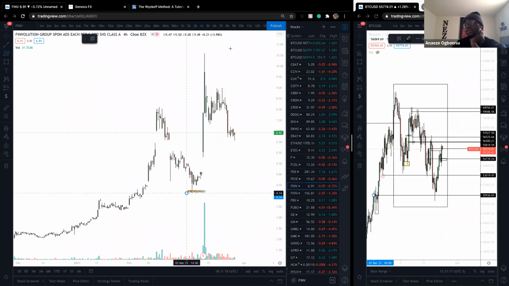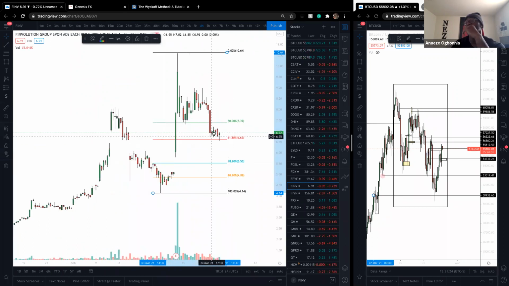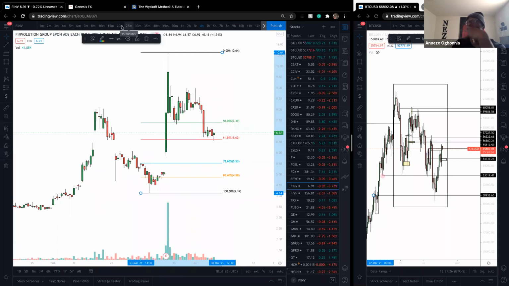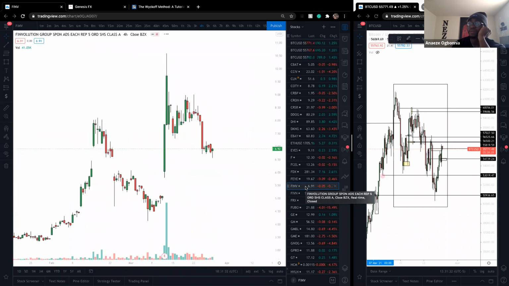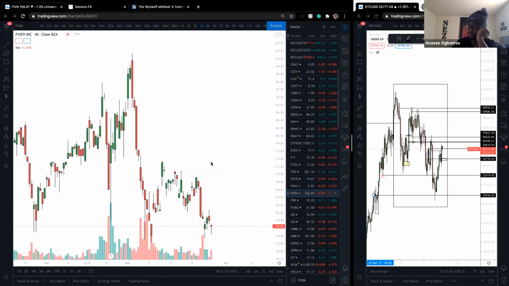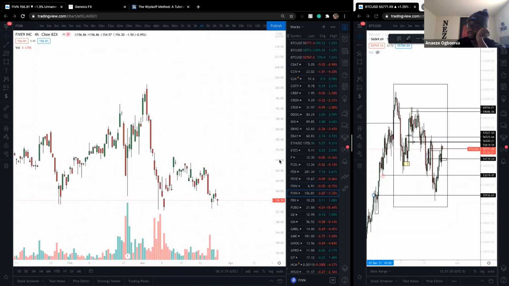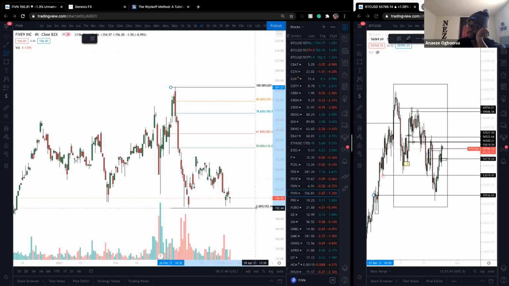Let's see what we got here. This one's sitting in the 61, so you can buy right now. Market structure is still up. We're still bullish. Of course, you've got to find your entry in the lower time frame, but I'm bullish on FinVolution, whatever this is. And then this one, I am definitely bearish on this one.